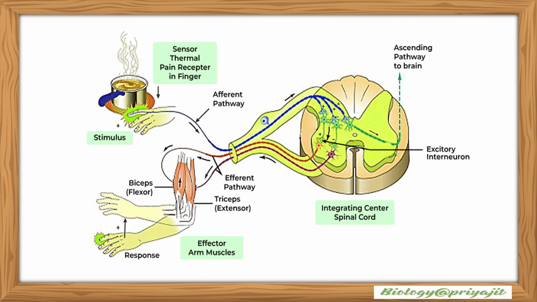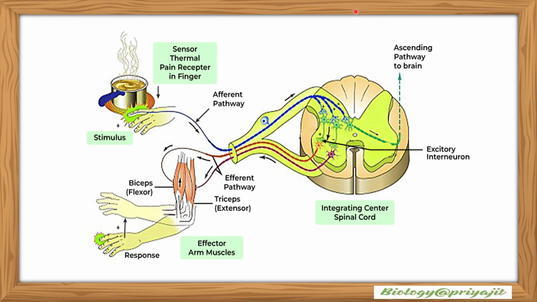This image basically shows a reflex arc. It's a quick automatic response to protect the body from harm, bypassing the brain for immediate action. First one is the stimulus detection. A harmful stimulus like touching a hot object is detected by sensory receptors. It can be either a thermal or pain receptor in the finger.